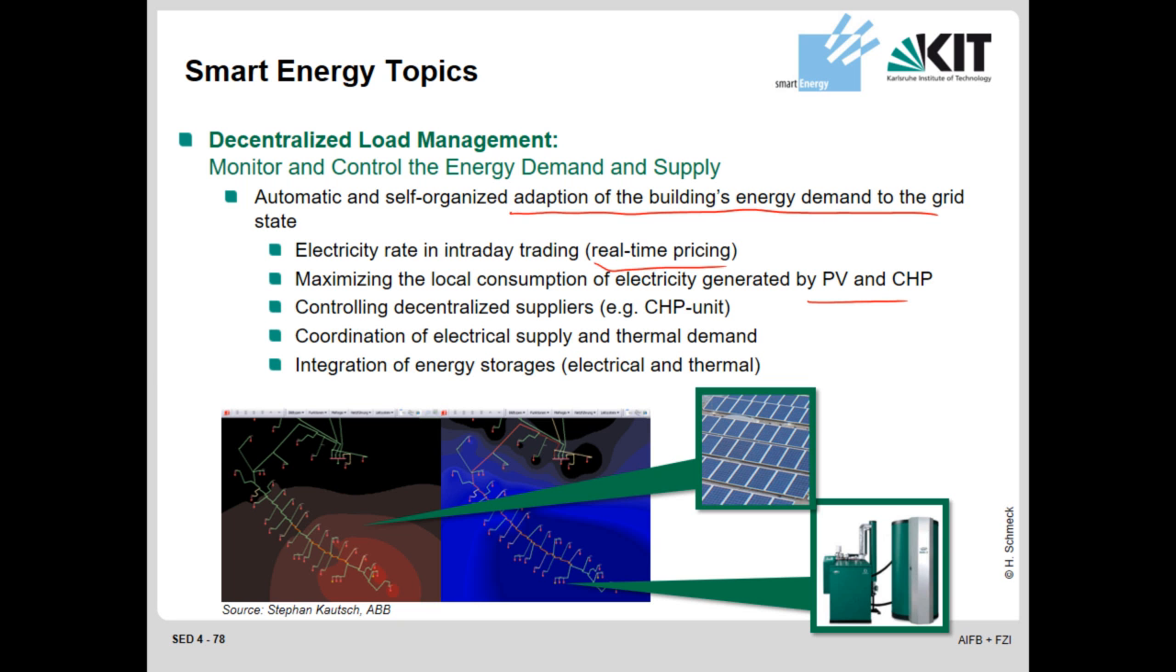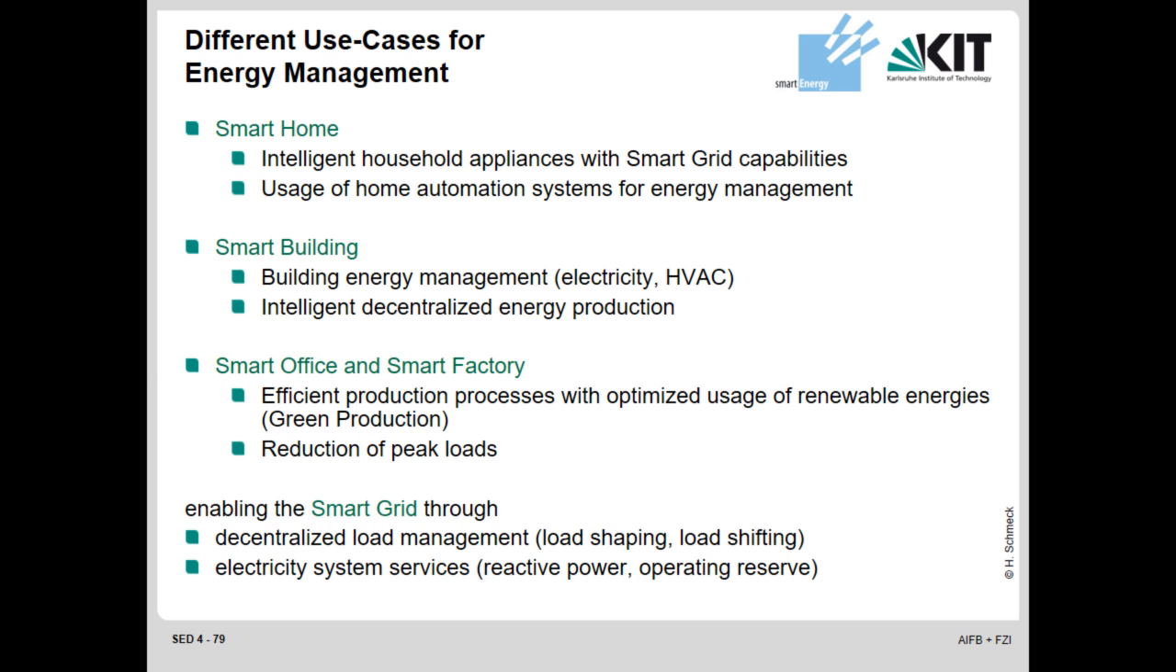And this is a conflict between different stakeholders, homeowners or building owners, and the distribution system operators. The distribution system operators would like to stabilize their grid. The homeowners would like to optimize their local energy scenario, and you need some kind of balancing between those different objectives. Okay, so we have different use cases for smart home, smart building, and smart office or smart factory.